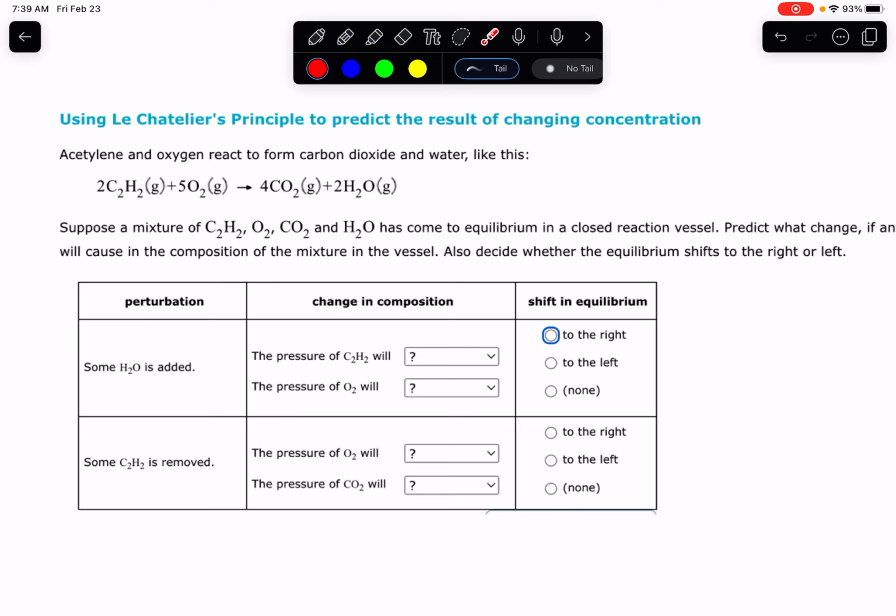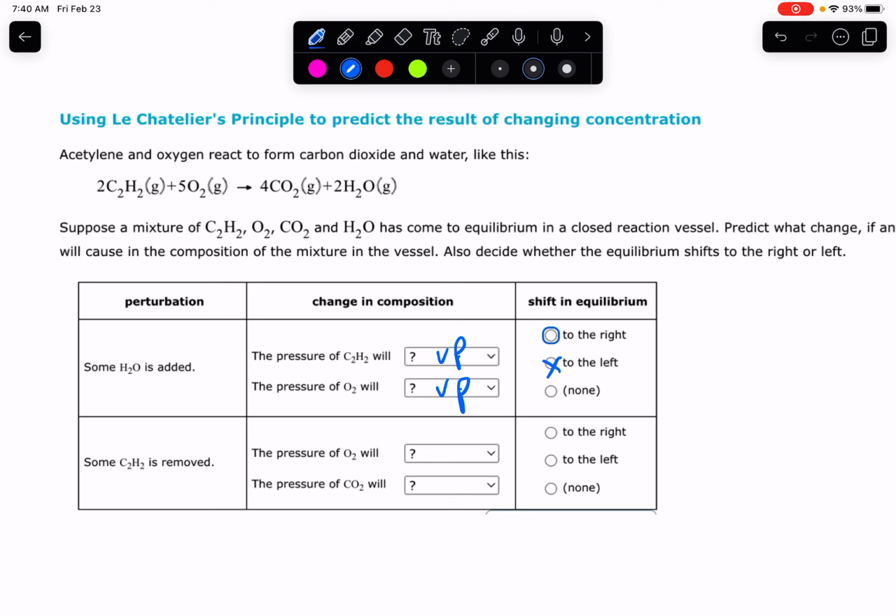Now, we're going to ask what's going to happen to the pressure of C2H2 and the pressure of O2. Just think of it this way. If I go in this direction, won't I be creating more of this and more of this? And if I create more gas particles, won't the pressure of this go up? And won't the pressure of this also go up? So if I'm answering this question all the way out, this is going to shift to the left. Then what's going to happen to the pressure of this? It's going to go up. And what's going to happen to this pressure? It's also going to go up.